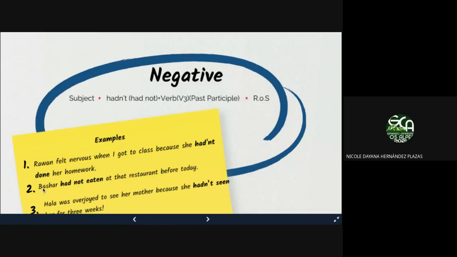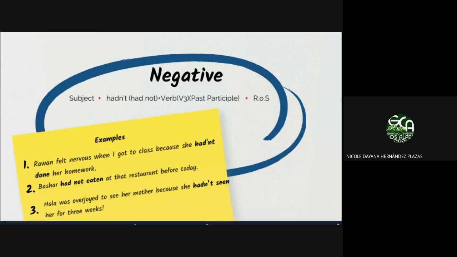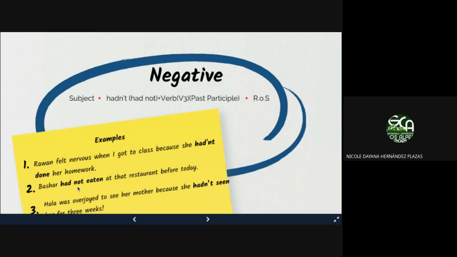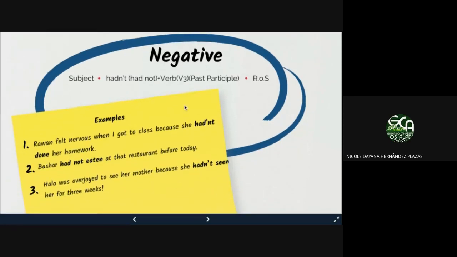Can you see it in negative? Look at the next one. Bashar had not eaten at that restaurant before today. ¿Ven? En negativo. Pueden ponerlo had not, pueden ponerlo hadn't. Or this one, because she hadn't seen her for 3 weeks.